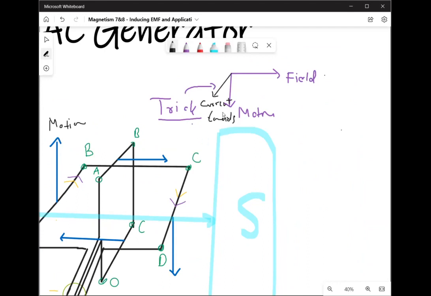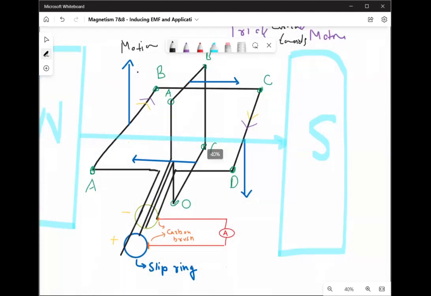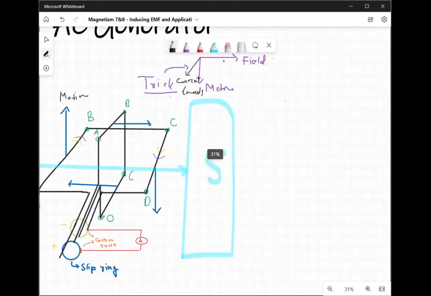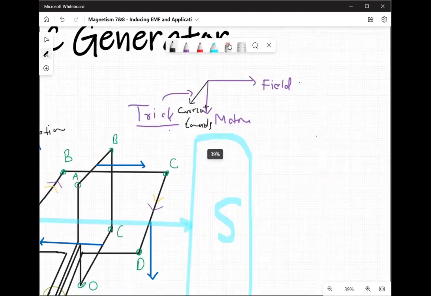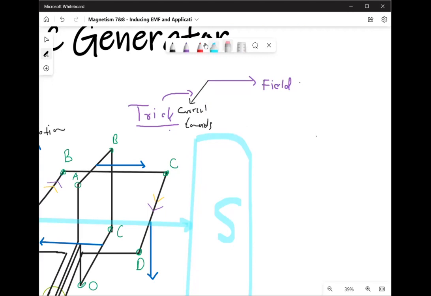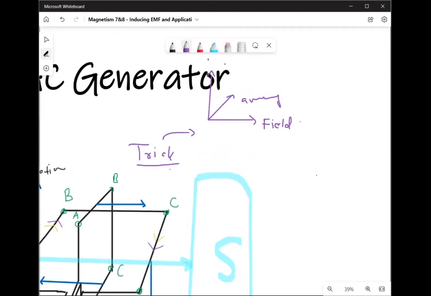Another thing, if the motion is upwards, the current is away, right? If you just flip the motion while keeping the field constant, the current will obviously also flip. If you flip one thing, the current will flip, but if you flip both things, there's no change. If field stays the same and the motion now points upwards, then the current will also flip and point away. Is that clear? So if you flip the motion, the current also flips. Does that make sense?